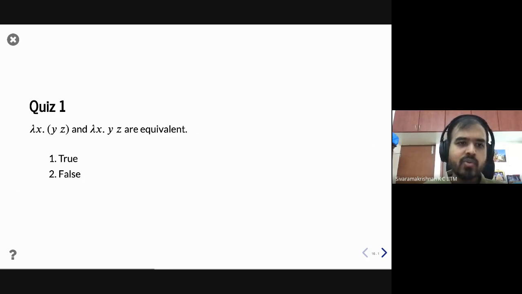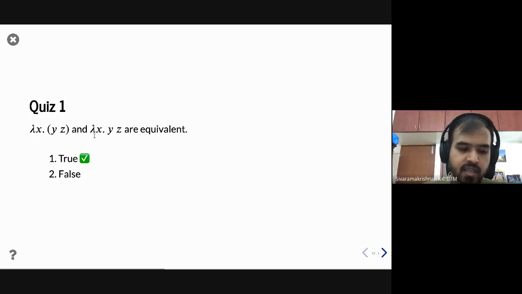Okay, so a few questions just so that we understand what is going on. Do you think these 2 terms are equivalent? Lambda x, yz, and lambda x without bracket yz, are they equivalent? You can just type an answer in the chat. Yes or no, true or false. Okay, so I see a lot of yeses and 1 no. It is true, right? Why is it true?